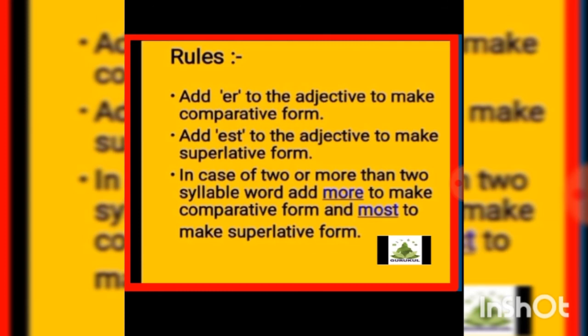First one, add ER to the adjective to make the comparative form. Second, add EST to the adjective to make the superlative form. And the last, in case of a word with two or more syllables, add more to make the comparative form and most to make the superlative form. So children, we have studied that for the comparative form we add ER, and for the superlative we add EST. Okay, I hope you all have understood this chapter, children, degrees of comparison.